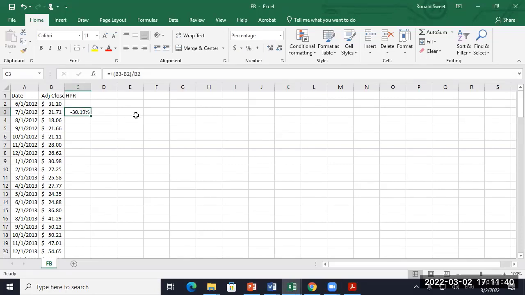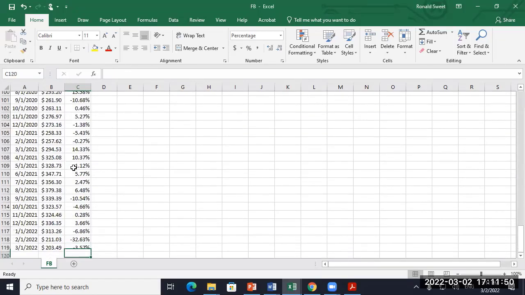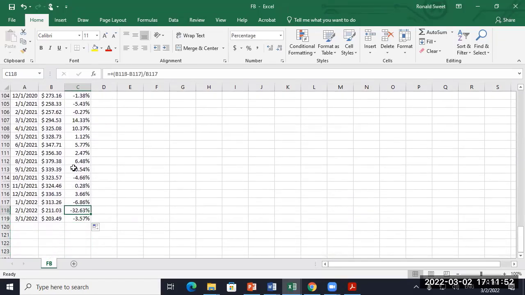So the stock didn't do too well in July of 2012. Didn't do too well in August. Didn't do well in September. Pretty volatile stock, isn't it? Didn't do well, obviously, last year or this year. So there's our number. We got a bunch of holding periods.